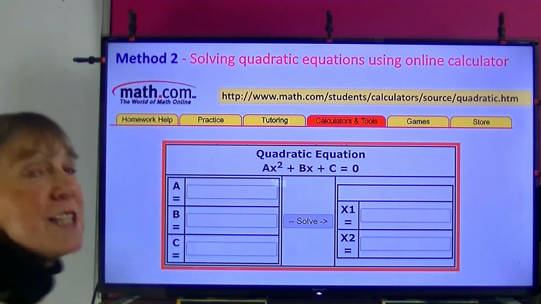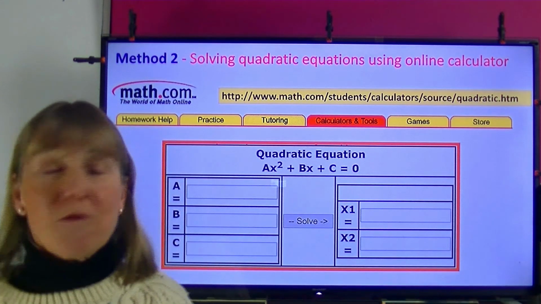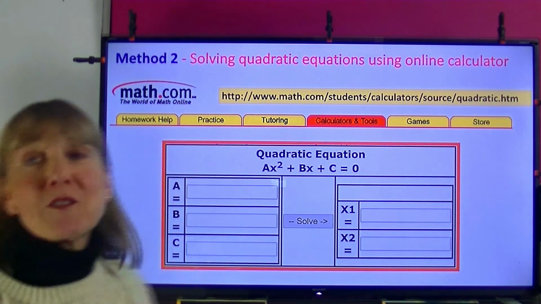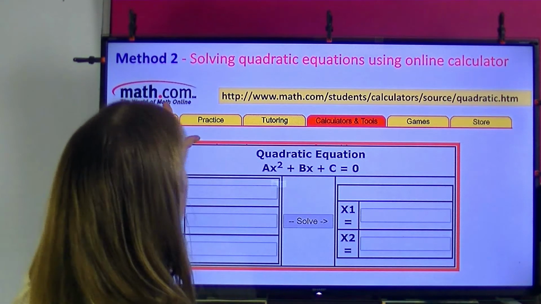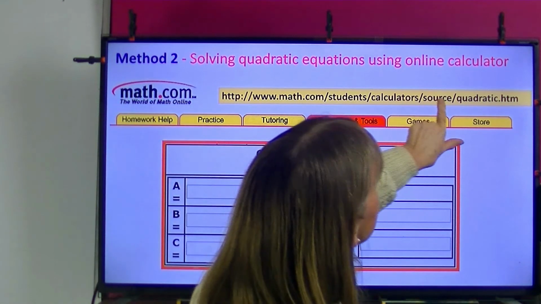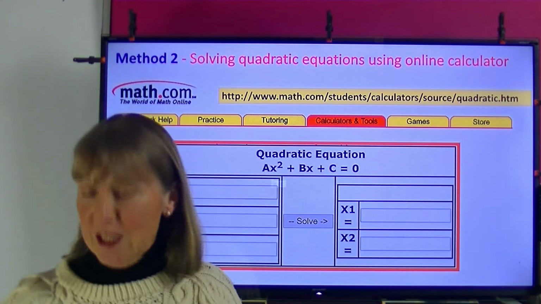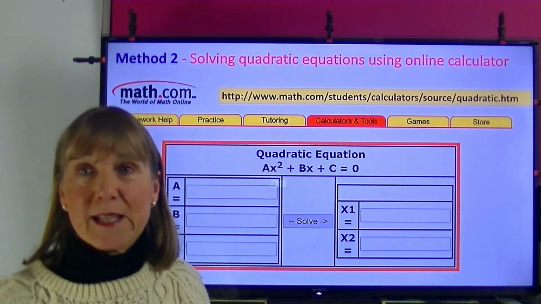Let's look at the second method I'm going to use, and there's a multitude of ways of doing this on the internet. I've picked the one from math.com because it's a really good site, with lots of good tools. If you go there and go to calculator source quadratic, you will come up with this beautiful calculator. So let's have a little bit of practice with that.